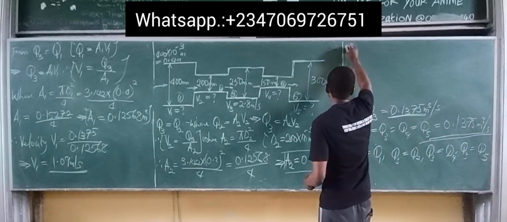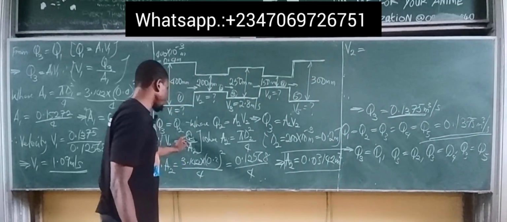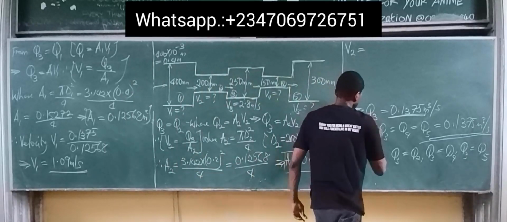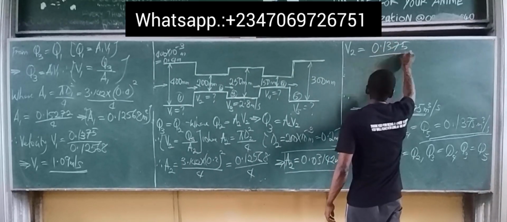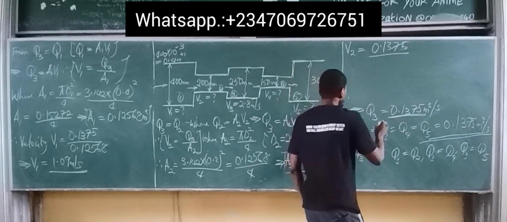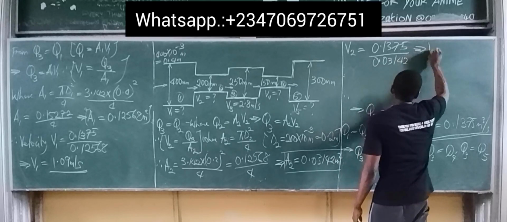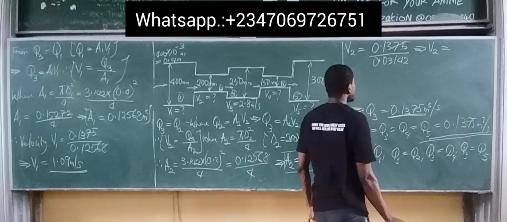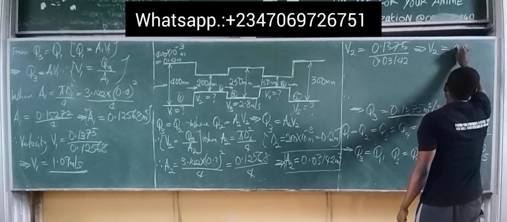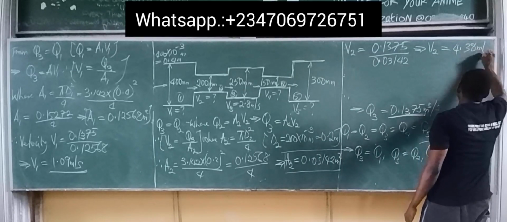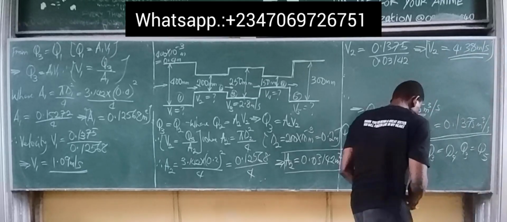All right. So V2, velocity at pipe 2, is now equal to discharge at pipe 3, Q3, all over A2, and Q3 is 0.1375 divided by the area of that pipe, 0.03142. So this implies that velocity at pipe 2 is equal to 0.1375 divided by 0.03142. You have that to be 4.38 meters per second. So this becomes the speed of flow in pipe 2.